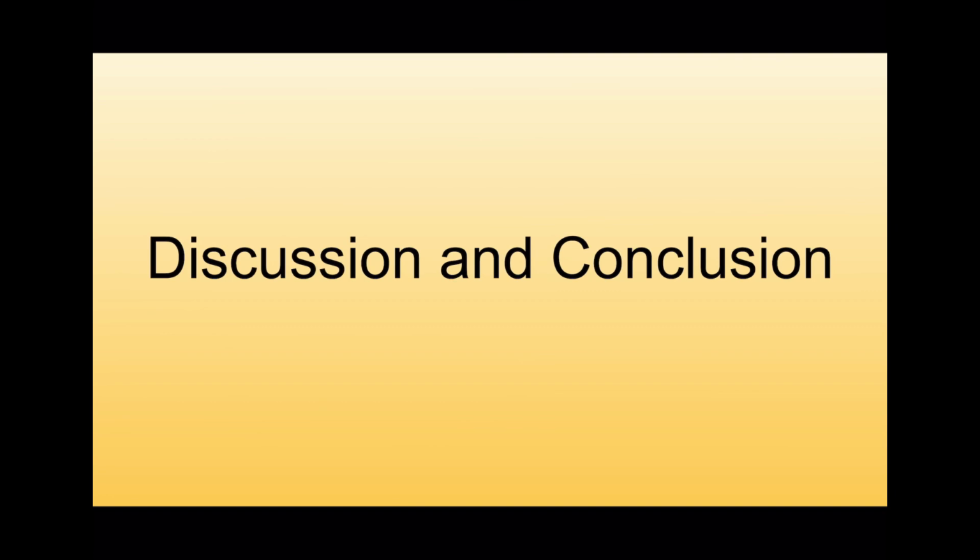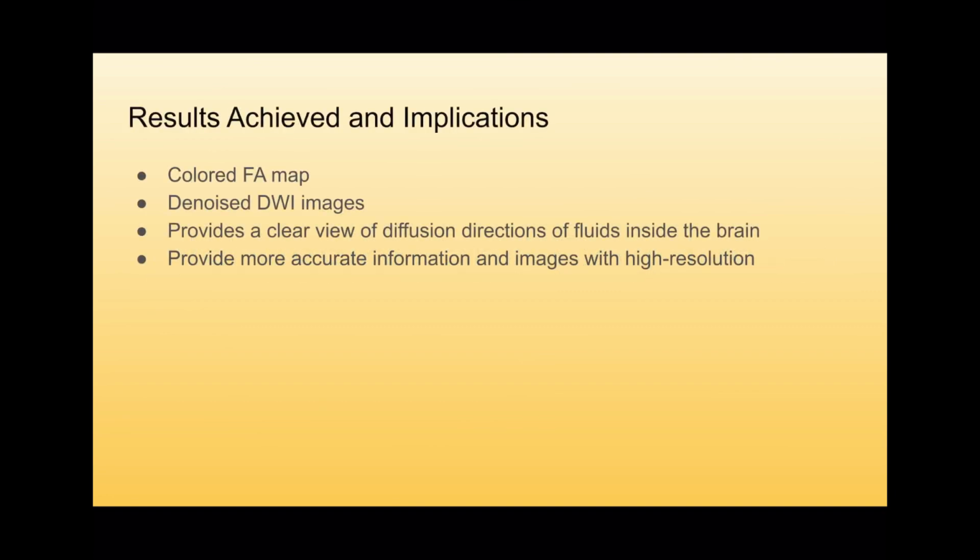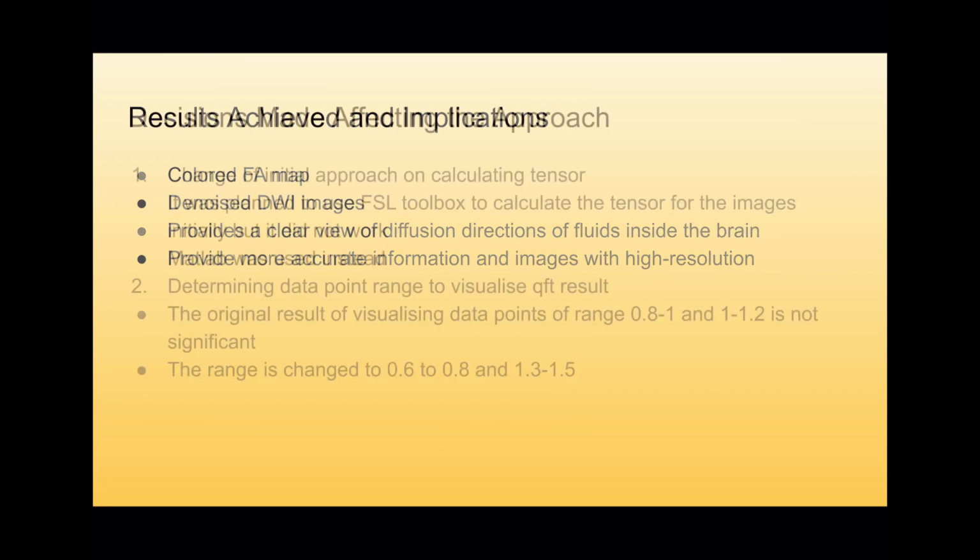Now we come to the discussion and conclusion part. After the performance of the experiments, we obtained a colored FA map, which provides a clear view of diffusion directions of fluids inside the brain. We also obtained the denoised DWI images, which provide more accurate information and images with high resolution.